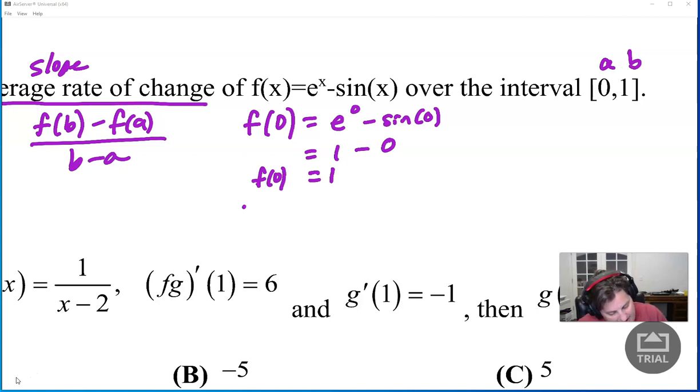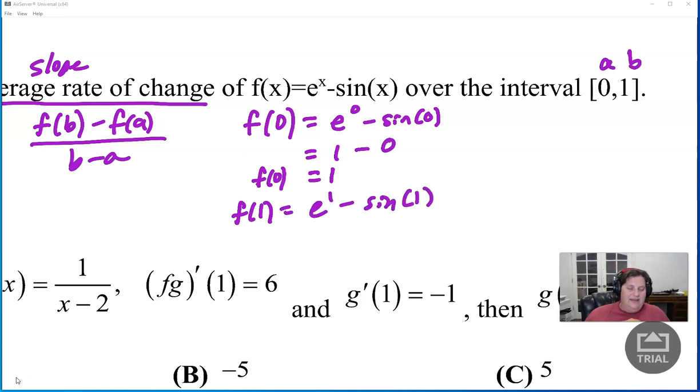Now I'm going to find f of 1. So it's e to the 1 minus the sine of 1. Now, sine of 1 is not a thing on the chart; it would have to be sine of pi over 2 or sine of pi or something. So we're just going to say that that's e minus sine 1. Now watch when I put this all together.